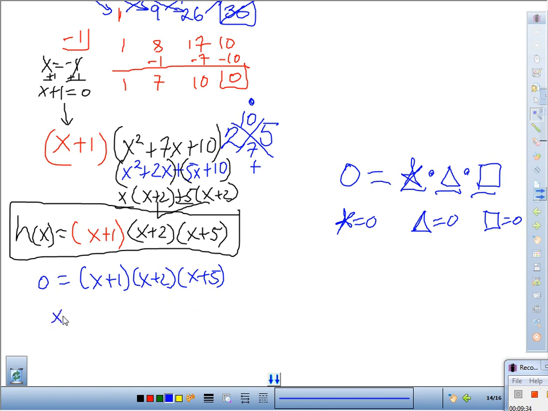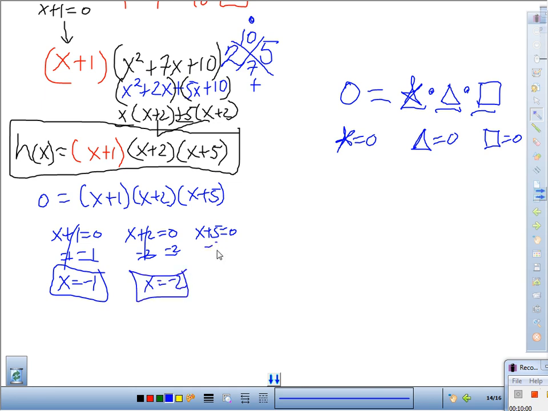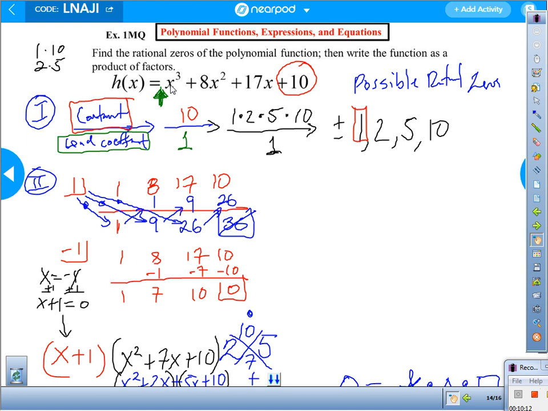Yeah, so that means I can write it as x plus 1 equals 0, x plus 2 equals 0, and x plus 5 equals 0. Does that ring a bell a little bit? Yeah. And if I was to solve this, minus 1, my first 0 is negative 1. Minus 2, x equals negative 2. Minus 5, x equals negative 5. All right. How many x's do we see? 3. Or let me look at the original function that we started. What is it? A cubic function.